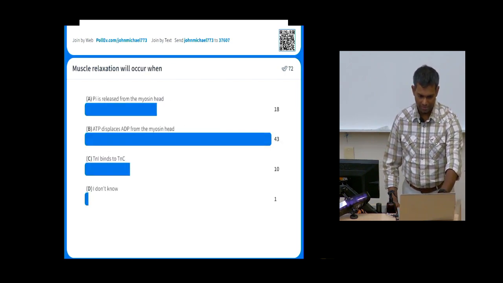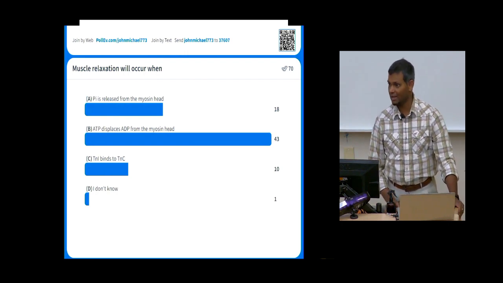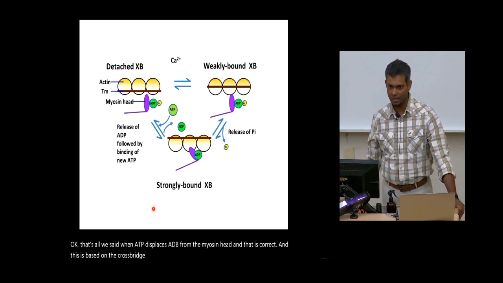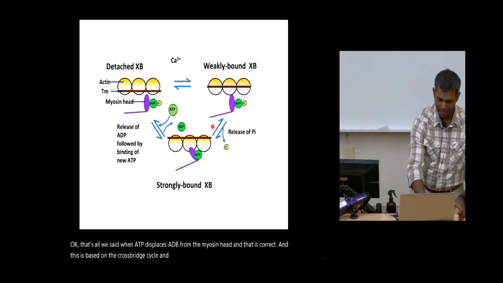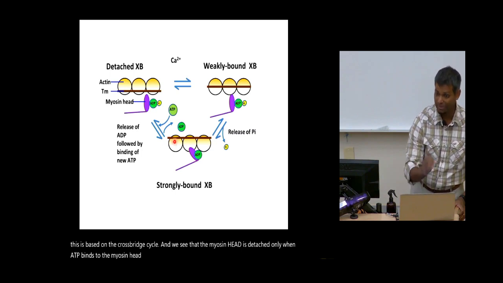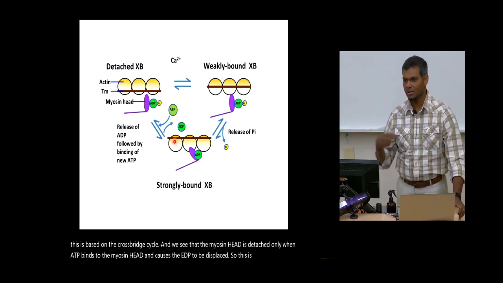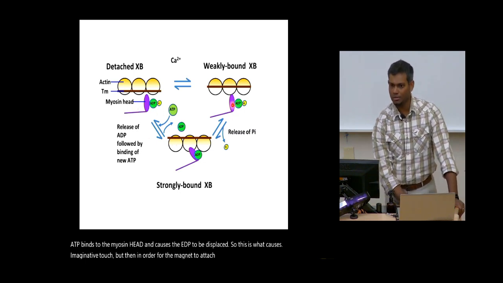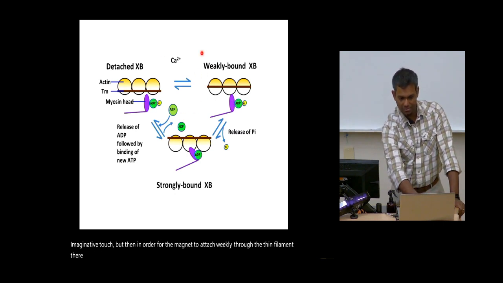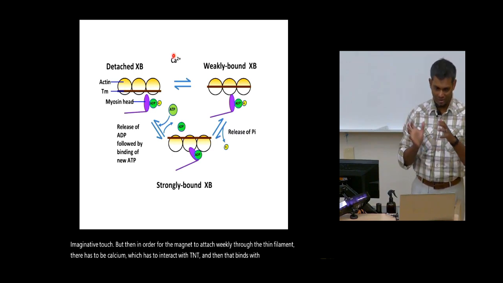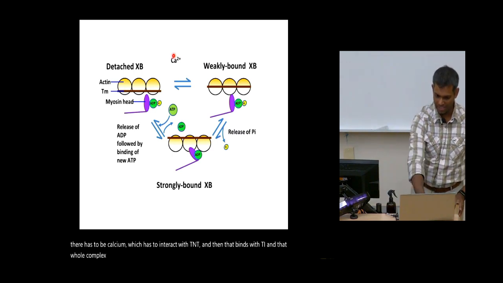Okay, most of you said when ATP displaces ADP from the myosin head, and that is correct. And this is based on the cross-bridge cycle, right? And we see that the myosin head is detached only when ATP binds to the myosin head and causes the ADP to be displaced. So this is what causes the myosin head to detach. But then in order for the myosin head to attach weakly to the thin filament, there has to be calcium, which has to interact with TNC, and then that binds with TNI, and that whole complex moves. That's when there's weak interaction.